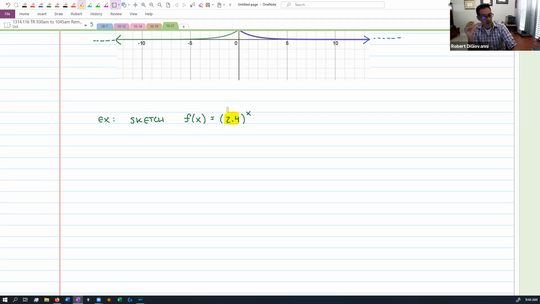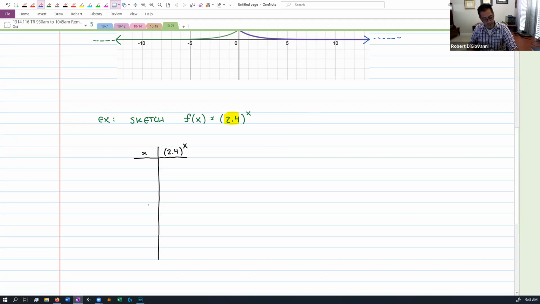So the way we're going to do it is we're going to go back to the old school way. We're just going to make a t-table, and plug some values into this and figure out points that live on the graph. And we're going to plot those points and just draw it. So we're going to pick some values for x, and we're going to see what happens when we take 2.4 and raise it to that x value. Now, what values we plug in for x are totally up to us, all right? So let's all use the same numbers. Anytime we're doing an exponential function, let's just all agree to use these same numbers.